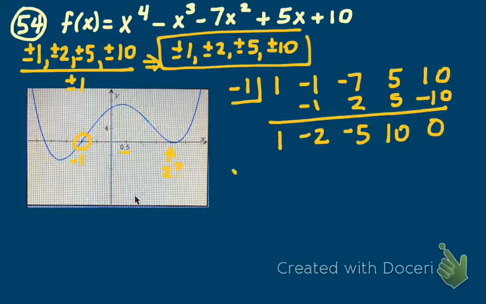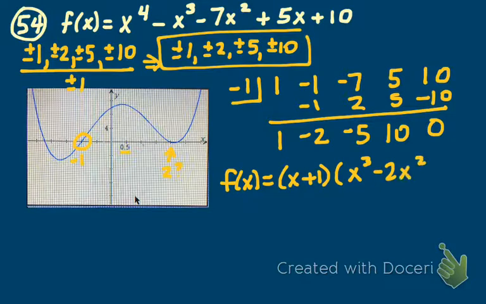So what we should do is rewrite our f of x based on what we know so far, which is that -1 is a 0, so that means it has a factor of x plus 1, and then I'm going to translate this bottom row into a cubic, because we were dividing a quartic by a linear. So this is x cubed minus 2x squared minus 5x plus 10. Barely left myself room there.